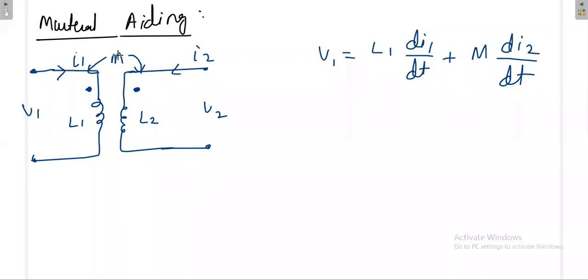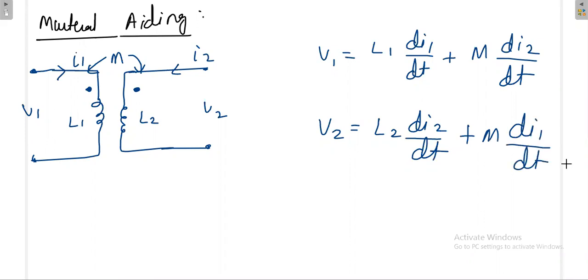Even though the mutual inductance is there, what is important? There should be the current variation at coil 2. If you have some effect at coil 1 due to coil 2, then there should be the current variation at coil 2. The format is M di2 divided by dt. Similarly, V2 depends on L2 di2 divided by dt, and also on M and the current variation at coil 1.